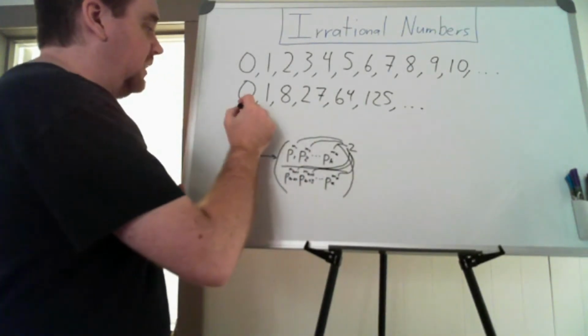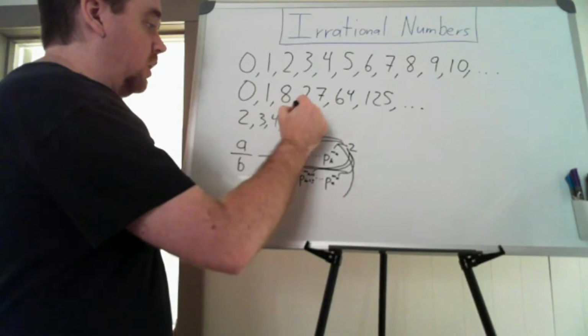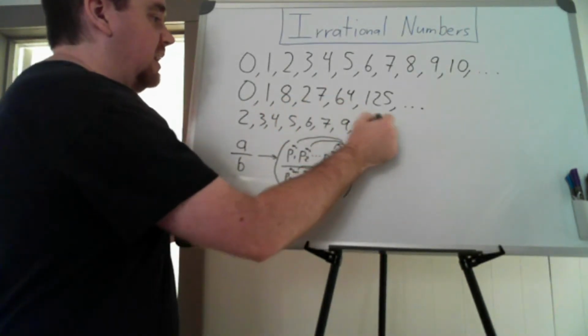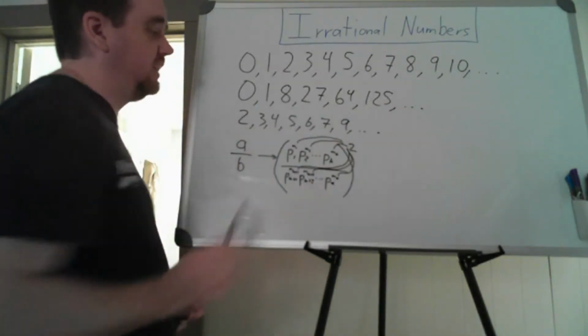Well, I'll start that list as well. So again, it's like 2, 3, in this case 4, 5, 6, 7, skip 8, 9, and again, I'm just going to say we know that goes on. It's any whole number that's not in this list.